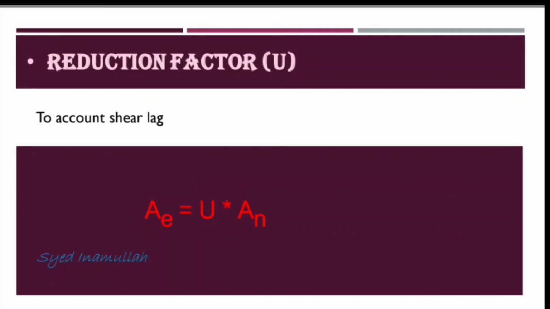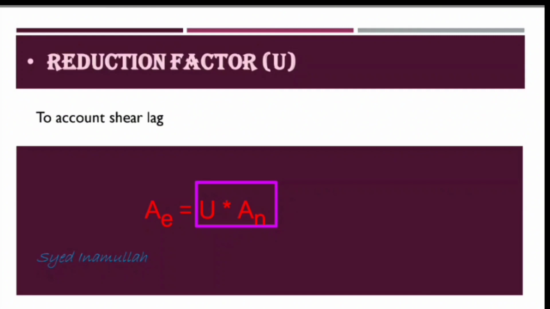This reduction factor will be multiplied by the net area, so we will get the effective area. This effective area will be used in the design of tension members. In the design of tension members, there are 2 limit states. One is yielding and the other is fracture. In fracture, we will use the effective area. So it is very important. For effective area, we will need the reduction factor and the net area.